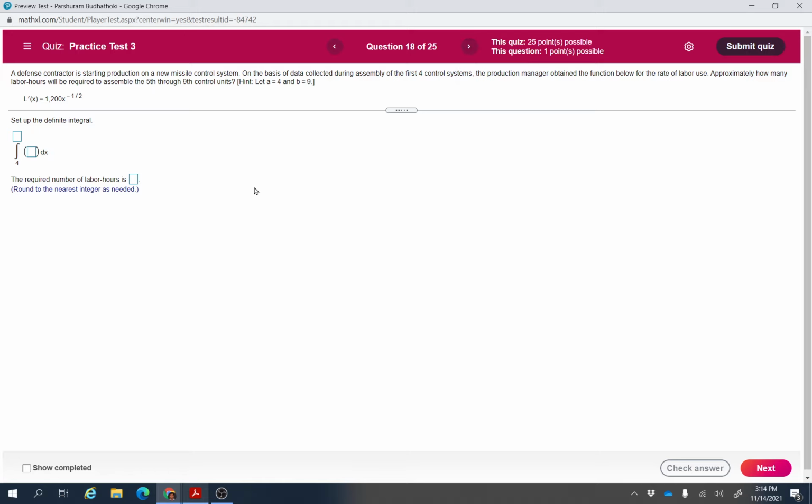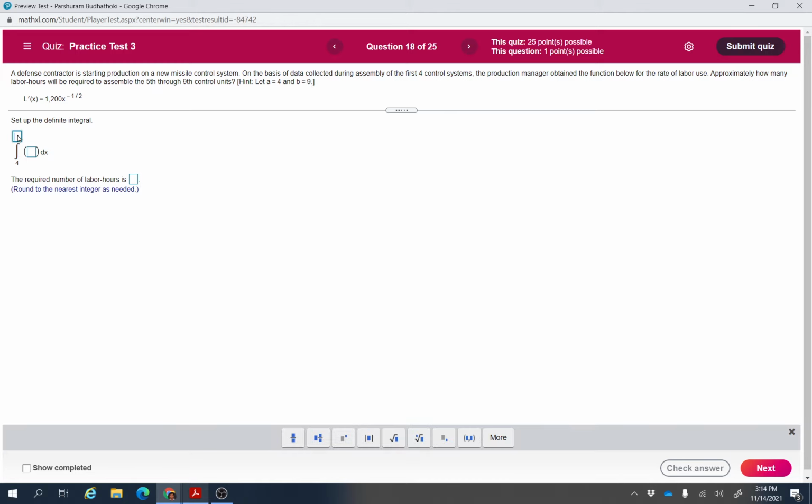Okay, a defense contractor is starting production on a new missile control system. On the basis of data collected during assembly of the first four control systems, the production manager obtained the function below for the rate of labor use. Approximately how many labor hours will be required to assemble the fifth through ninth control units? Hint: let A equal 4 and B equal 9. So set up the definite integral.